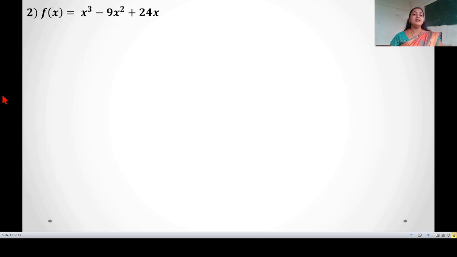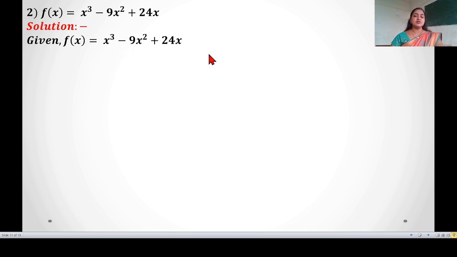Now next example, f of x is equal to x cube minus 9x square plus 24x. So again we can find maximum and minimum value by using a second derivative test. So solution, given f of x is equal to x cube minus 9x square plus 24x. Now first we find first derivative. So f dash of x is equal to 3x square minus 18x plus 24. Again differentiate with respect to x. So f double dash of x is equal to 6x minus 18.